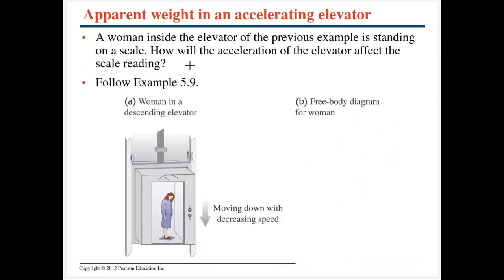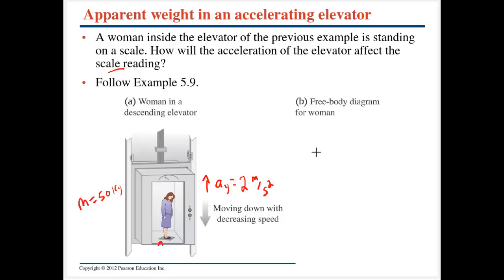Another way to look at the same problem is if we consider a woman that is standing on a scale in the elevator, and we know that the mass of the lady is 50 kilograms, and the elevator is moving with decreasing speed, so we know that the acceleration of the elevator is in the positive direction. Now the book actually tells you some positions, and it goes ahead and calculates the acceleration. I'm just going to use that acceleration here.